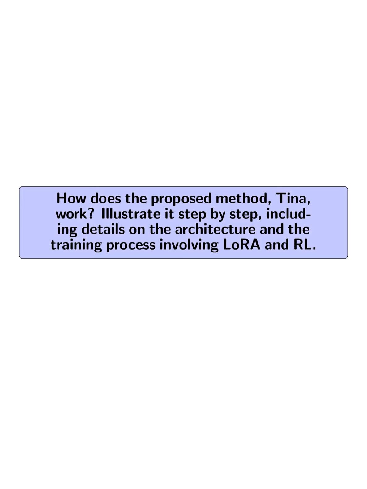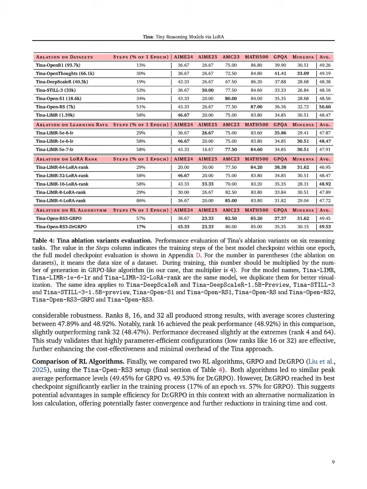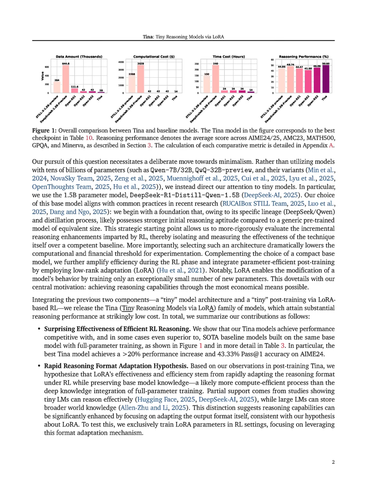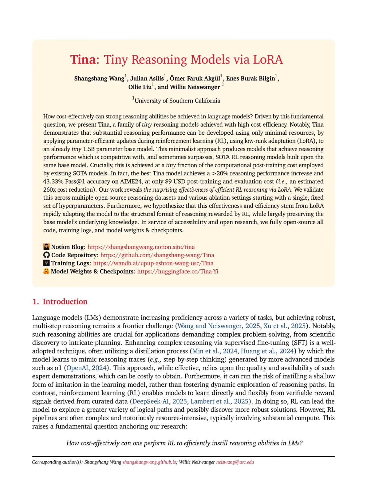Illustrate it step by step, including details on the architecture and the training process involving LoRA and RL. The proposed method TINA operates by utilizing a compact 1.5B parameter model, DeepSeek R1 Distill Qwen 1.5B, as its base architecture, which is selected for its initial reasoning aptitude due to its specific lineage and distillation process. The training process involves two key components: low-rank adaptation, LoRA, and reinforcement learning, RL.